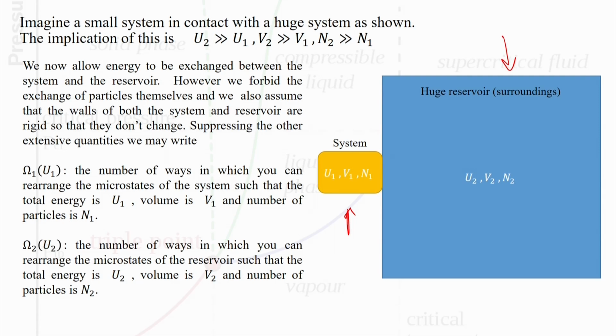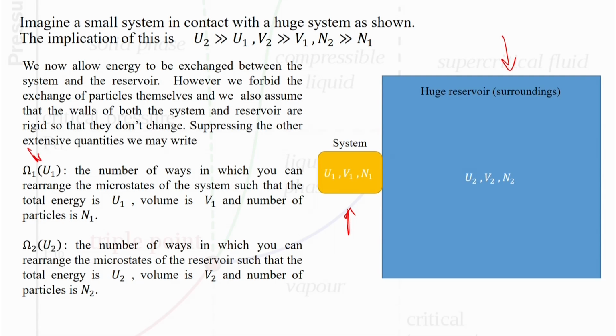Now the other thing which is remaining is the internal energy, which is not fixed. In other words, U1 is not fixed and U2 is not fixed, but their sum is fixed. Put together it is fixed, but individually they are not. As a result, I can suppress the volume label V1 and the number of particles label N1 because they are fixed.